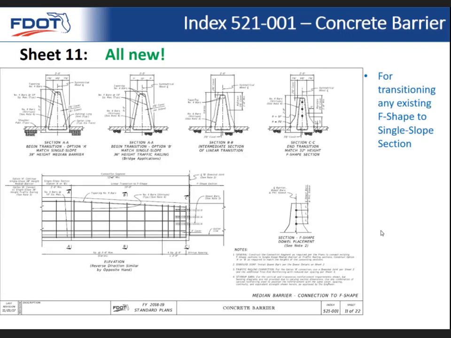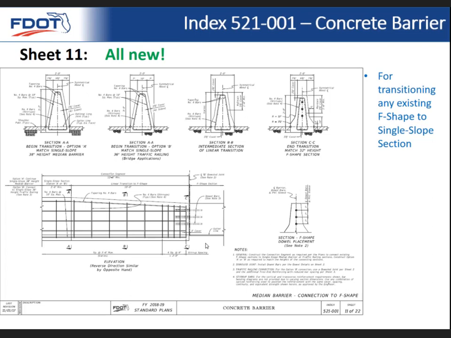Okay, so now this is something that truly is all new because we're transitioning between the existing old F shape and the new single slope barrier. Or you can transition to a single slope traffic railing. So really this handles any combination of going back and forth between single slope and F shape. And we just generically say F shape section over here on the right for that reason.